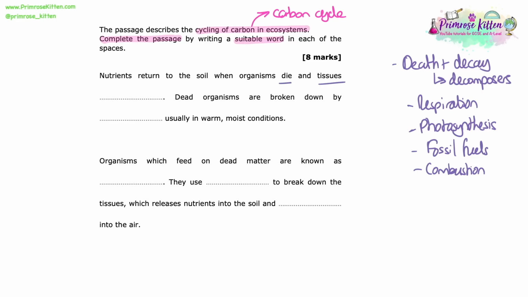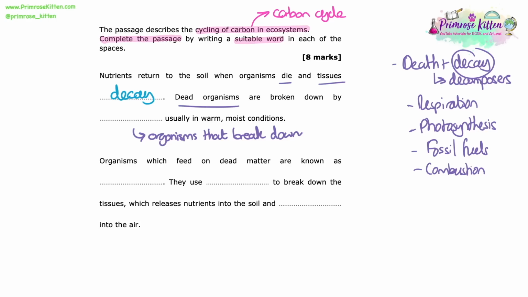So nutrients return to the soil when organisms die and tissues decay, right? Nutrients return to the soil. So the breakdown of dead matter returns nutrients back to the soil. That's the process of decay. Dead organisms are broken down by something, usually in warm, moist conditions. So it needs to be an organism that breaks down dead matter, right?